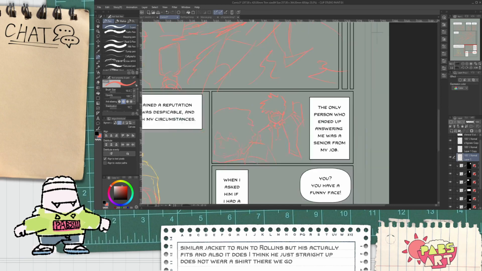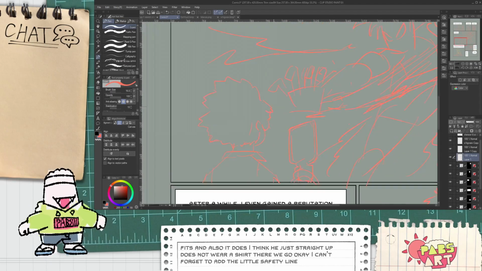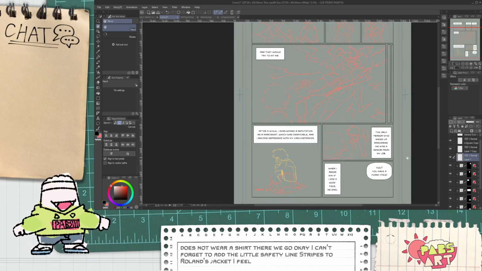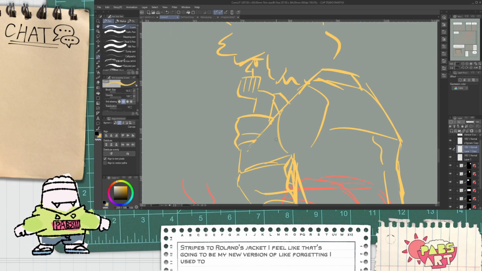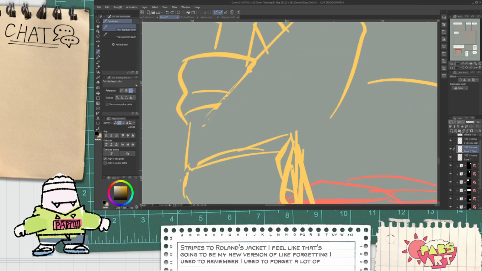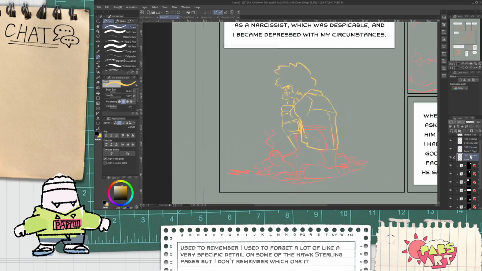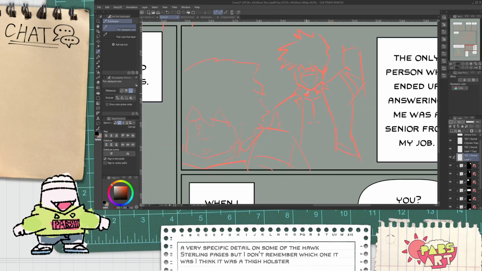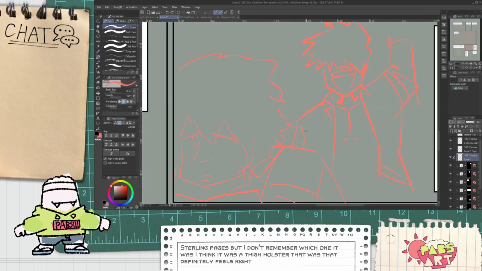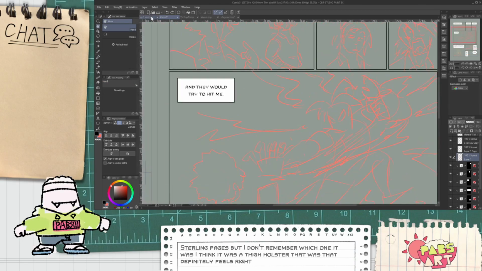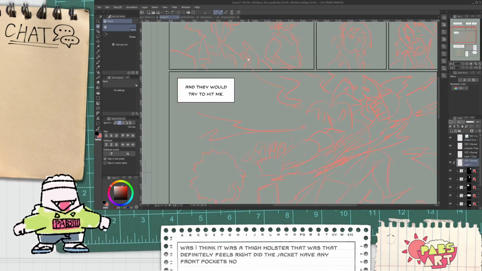Okay. I can't forget to add the little safety line stripes to Roland's jacket. I feel like that's gonna be my new version of forgetting. I used to forget a very specific detail on some of the Hawk Sterling pages, but I don't remember which one it was. I think it was the thigh holster. That definitely feels right. Did the jacket have any front pockets? No, just the ones on the bottom.